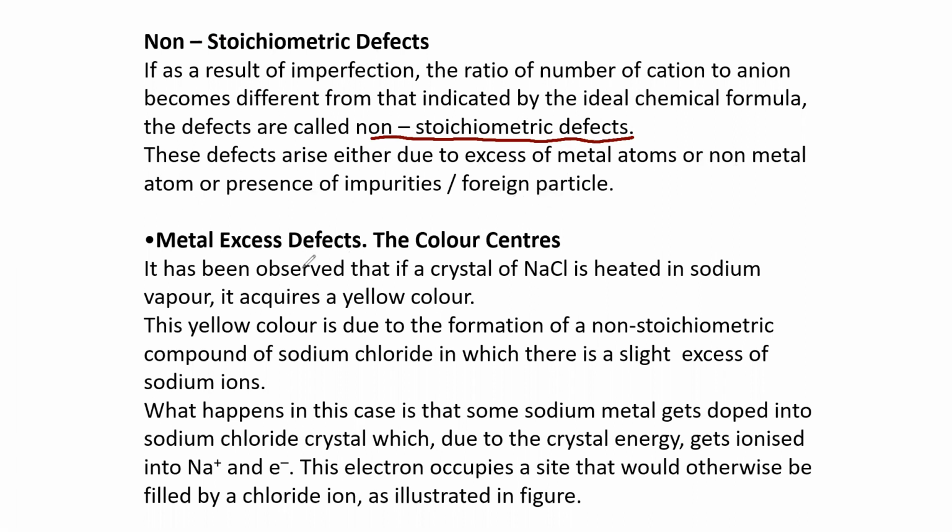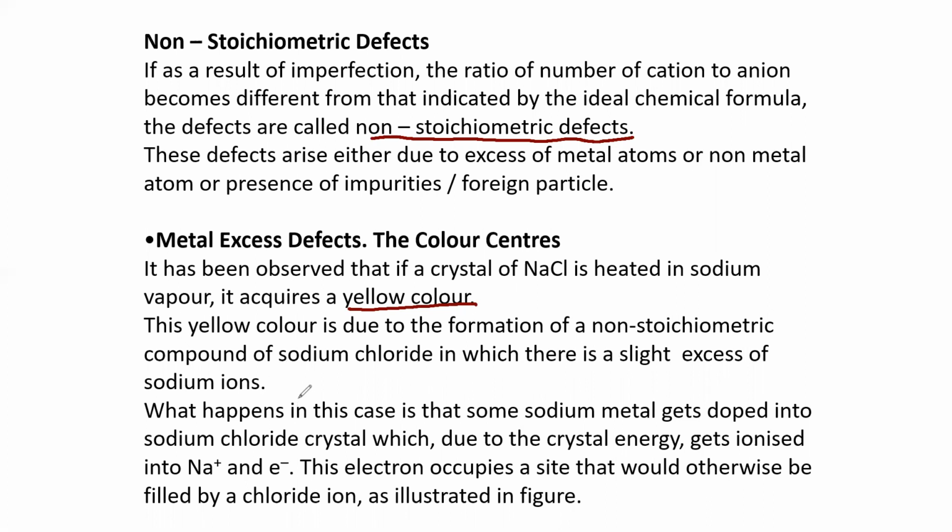Now, what are metal excess defects? It has been observed that if a crystal of NaCl is heated in sodium vapor, it acquires a yellow color. Very important here, it acquires a yellow color. This yellow color is due to the formation of a non-stoichiometric compound of sodium chloride in which there is a slight excess of sodium ions. So if sodium ions are present in excess in the sodium chloride crystal, it has a defect called metal excess defect, due to which it shows a yellow color.